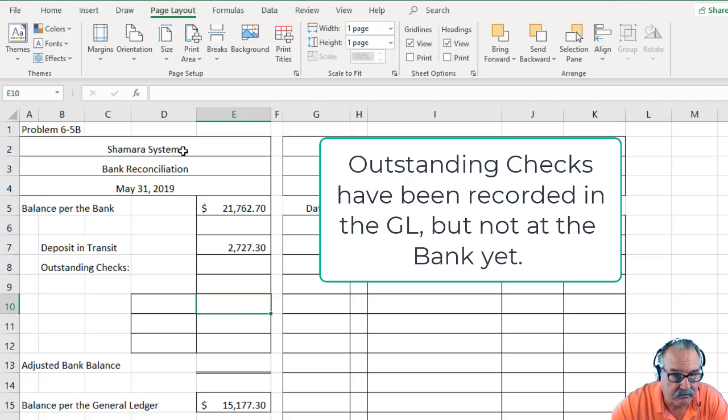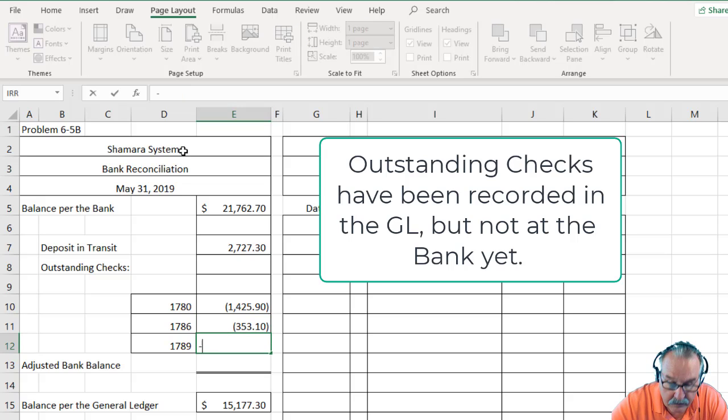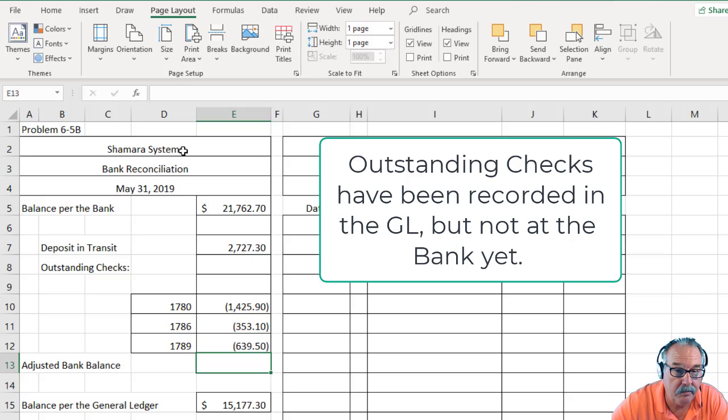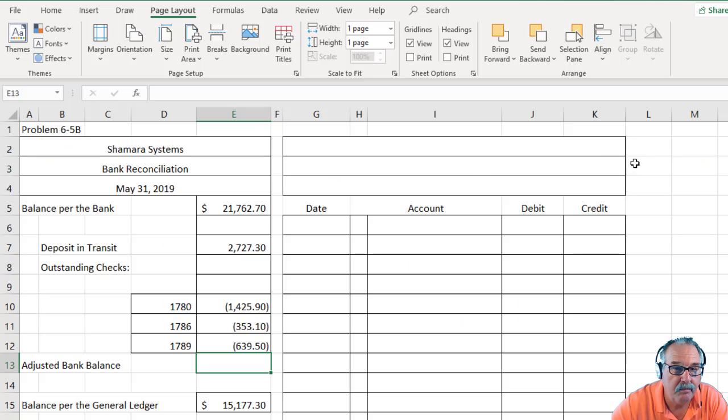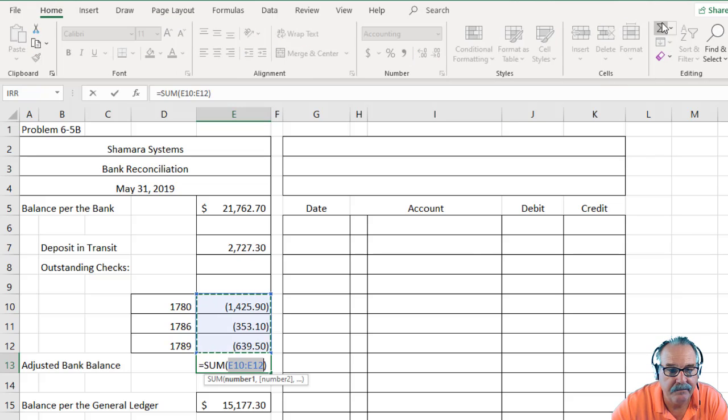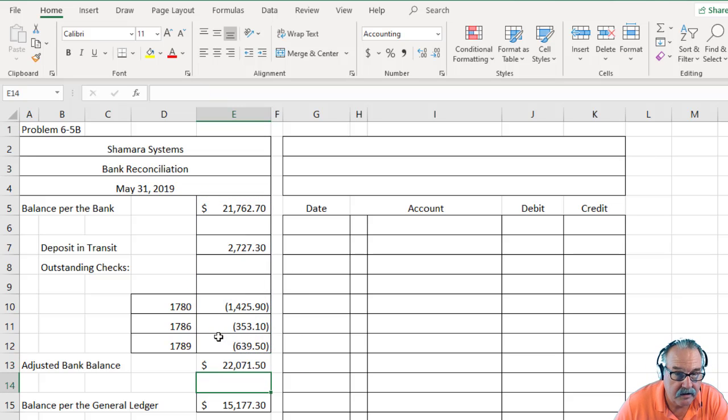There's also 3 checks that are outstanding: $1,780, $1,786, and $1,789. If you compare what's on the bank statement with what's on the general ledger, you'll notice that these 3 checks did not clear the bank yet. They will, but they just haven't yet. So when we add all that up, including the beginning balance, our adjusted bank balance is $22,071.50.